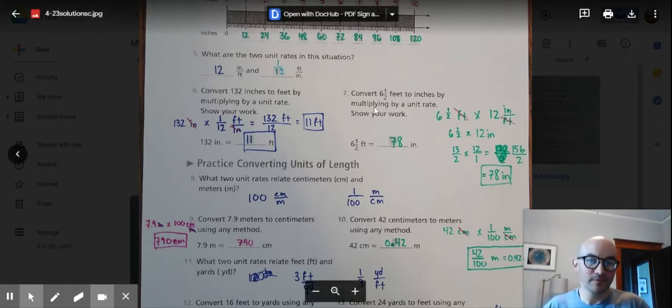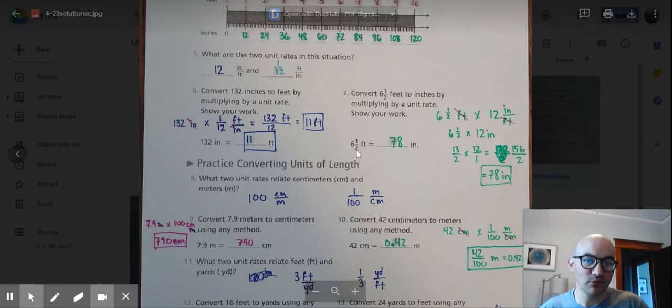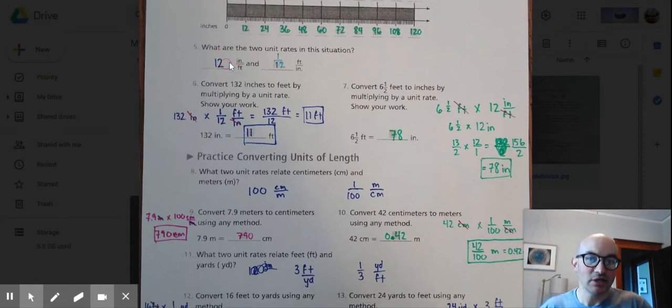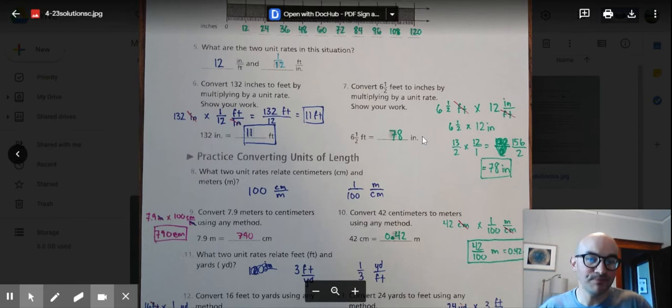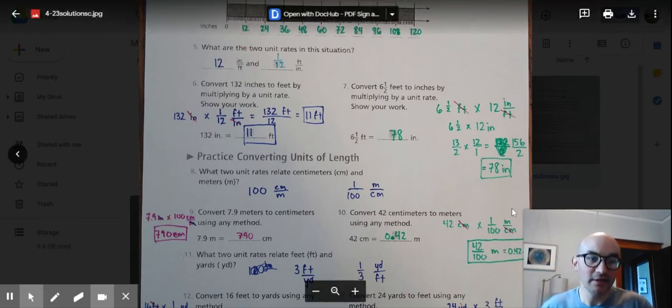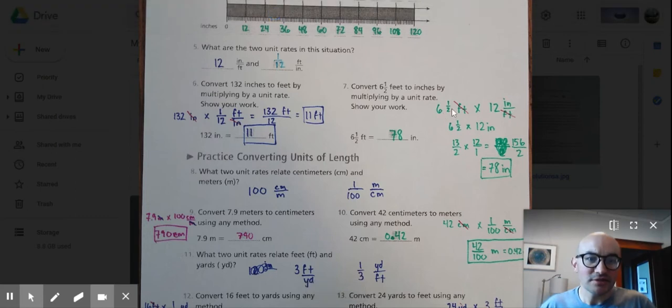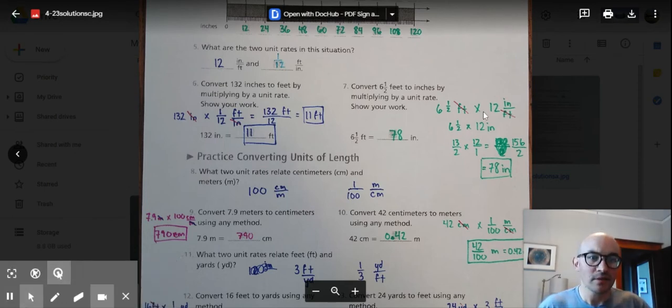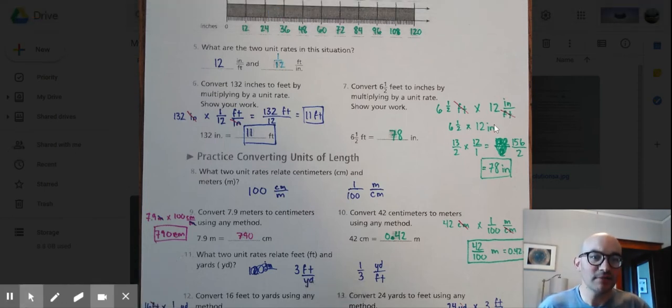Not too hard. Okay, coming over to problem 7, we're turning 6.5 feet into some number of inches. So we multiply it by one of the unit rates. In this case, we're going to use 12 inches per feet because we want inches to be left over. Okay, so 6.5 times 12, feet cancels out, and we're left with inches here. So feet is canceled out. I'm left with inches, which is good. So now I have 6.5 times 12 inches.